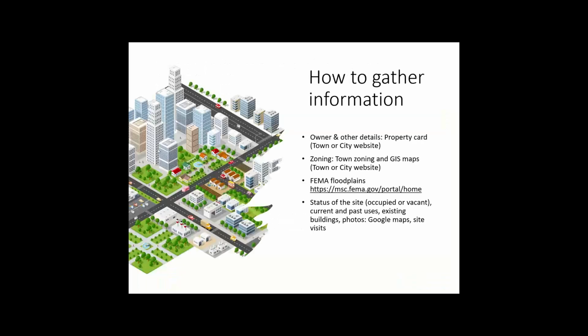Now, I am not sure we're going to have a lot of time to go over this in detail, but basically I have included here how to gather information, for example, how to find the owner. You can definitely check the property card. How to find the zoning? You can go to the zoning maps. How to find information with respect to the floodplains? You can go to the FEMA website. So you can have this as a source of information to go back to and see how to gather the information needed.